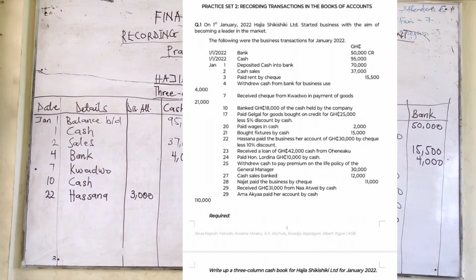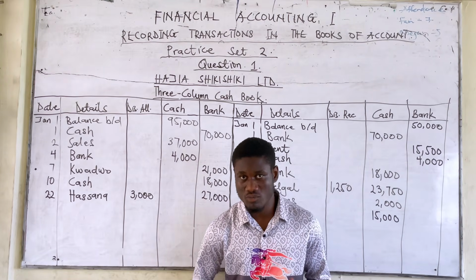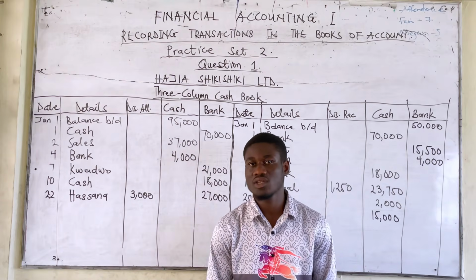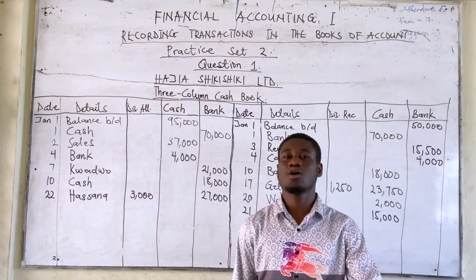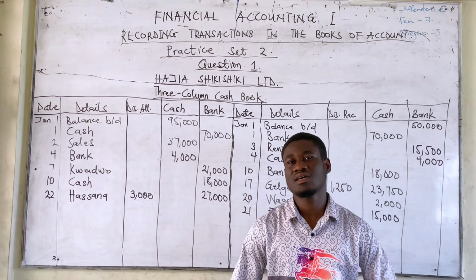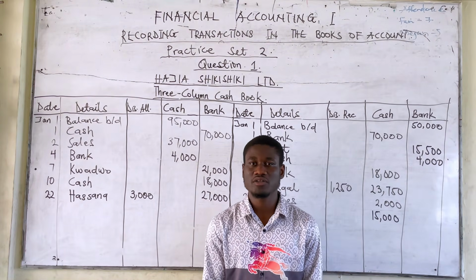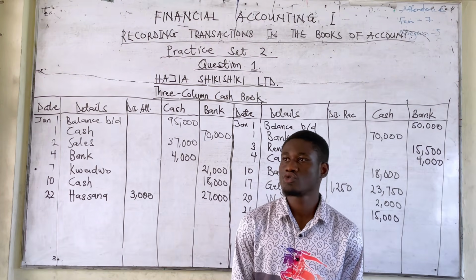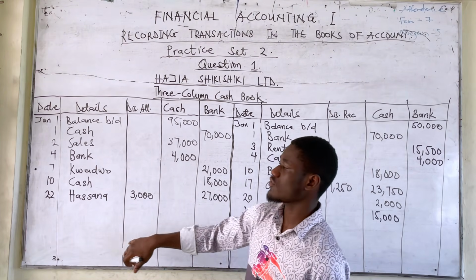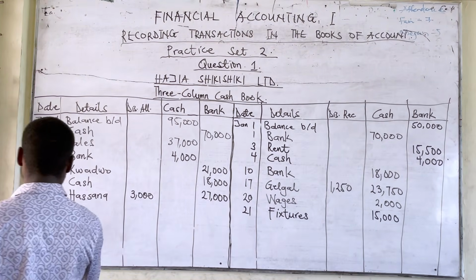January 23rd. It says received a loan of 42,000 cash from Ohineku. Okay, we've received a loan of 42,000 cash from Ohineku. We are interested in what our cash is doing here. So when we receive a loan, 42,000 cash from Ohineku, that means our cash in hand increased by 42,000. Do you get it? Good. So we are going to debit cash in the name of Ohineku. And the date is 23rd.